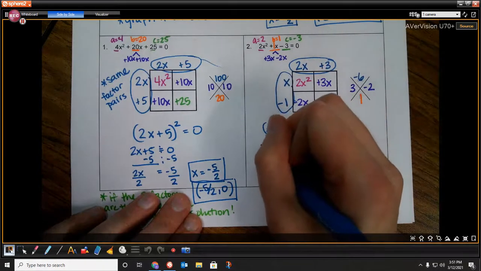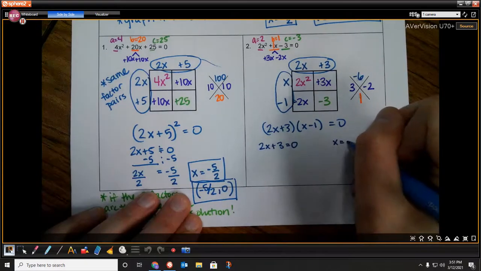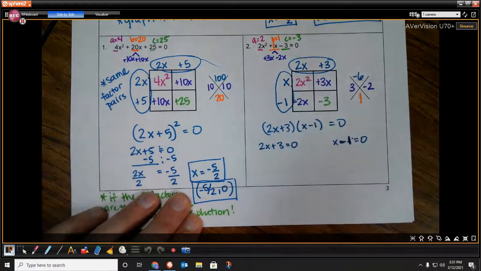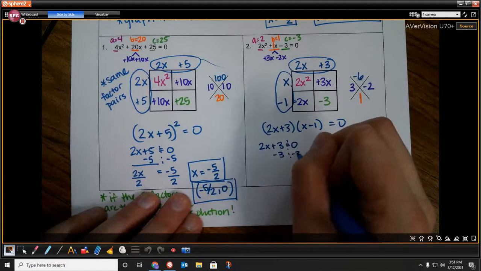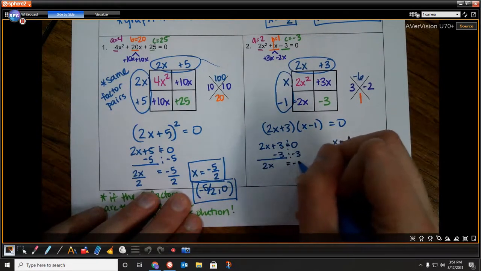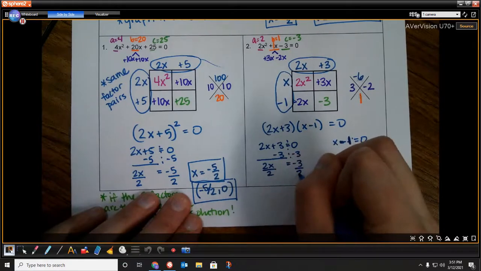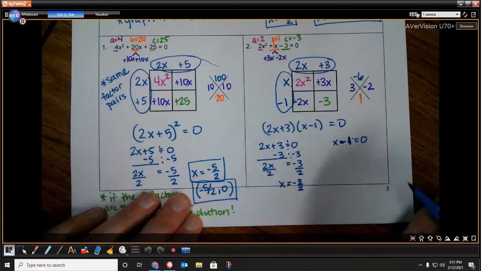And now we are going to set 2x plus 3 equal to 0, and we're going to set x minus 1 equal to 0. Sorry about that. So now we'll go ahead and solve for our x. We subtract 3 on both sides, so that becomes 2x equals negative 3. Divide both sides by 2, and we have x equals negative 3/2.